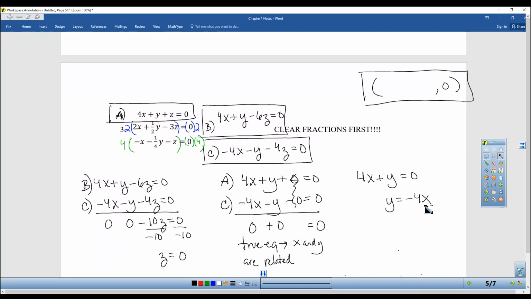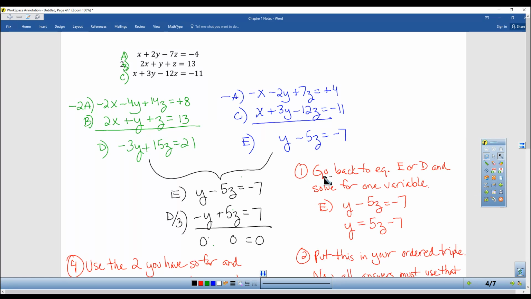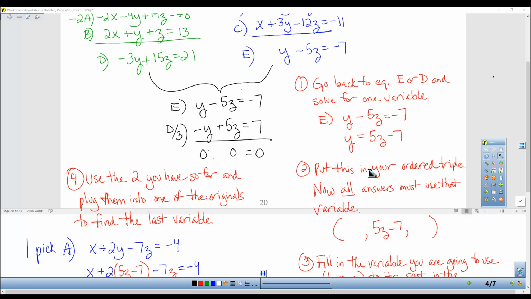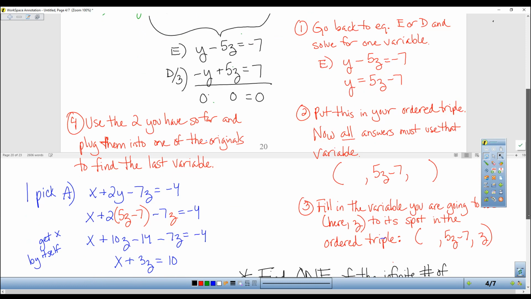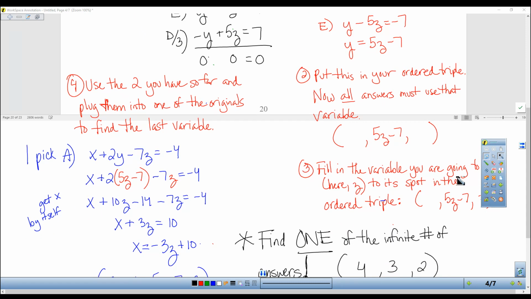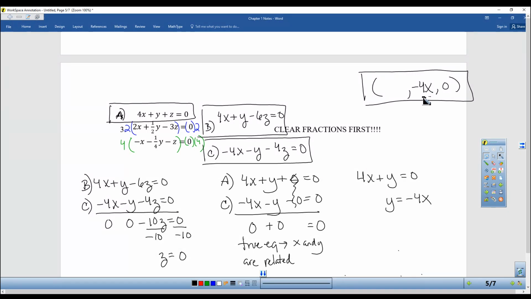And then what do you do with that? You write that down. You put it in its spot. Y is negative 4x. And then you look at your answers and you say, all right, I've chosen my variable. So one of them gets to just be put in. So going back to your steps, we went back and we solved when we had an equation with just two variables. We found their relationship. Then I put that variable in my ordered triple. And now I'm on step 3. I'm going to fill in the variable that I've decided to use in its spot. So since I've decided on x, I get to put the x in its spot.